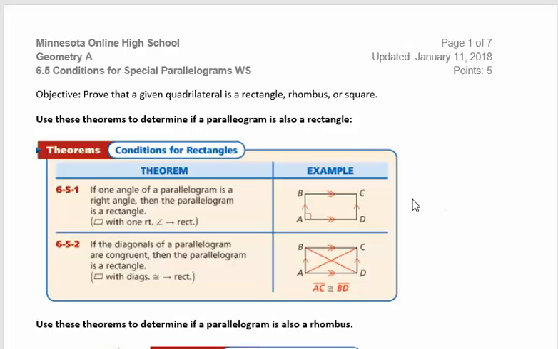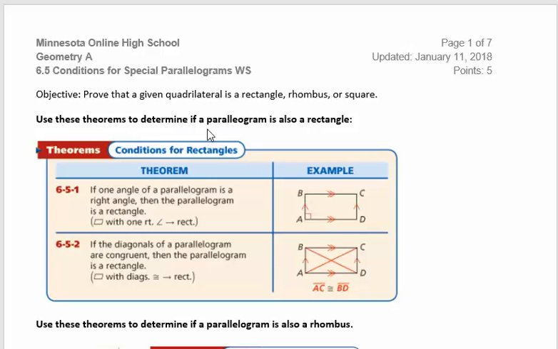Hello, this is Ms. DB, and in this video we will go over how to do some of the problems on the Chapter 6, Section 5 worksheet, Conditions for Special Parallelograms. You should have already completed the 6.4 worksheet before you do this one.